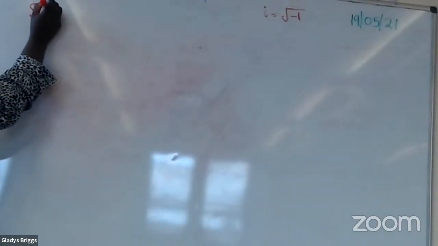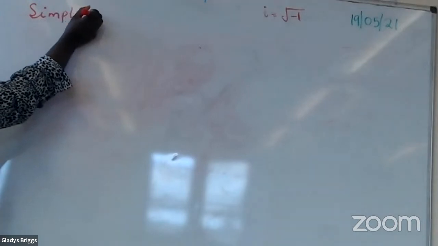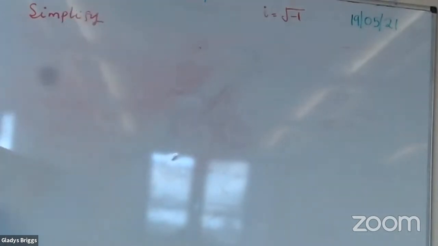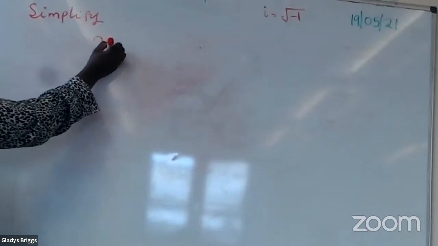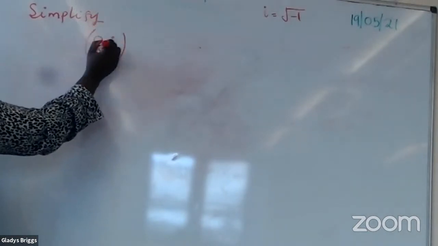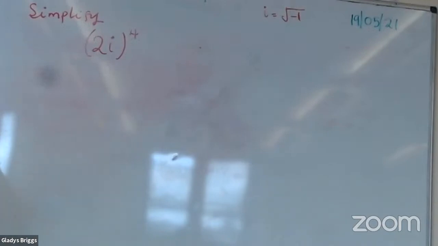So let's say somebody says to simplify 2 times I to the power of 4. Is that doable? Can you solve that problem? Can you simplify that problem? Okay, yes, you're right. Good.